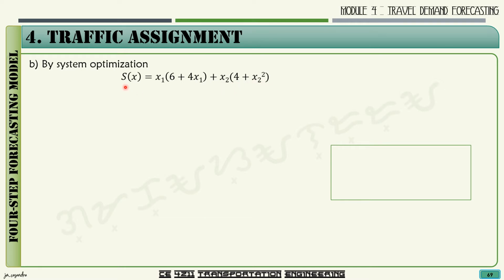So if we're going to simplify this one, S of x now is equal to 6x1 plus 4x1 squared plus 4x2 plus x2 cubed.